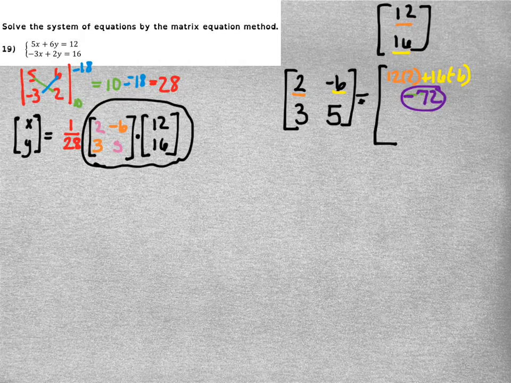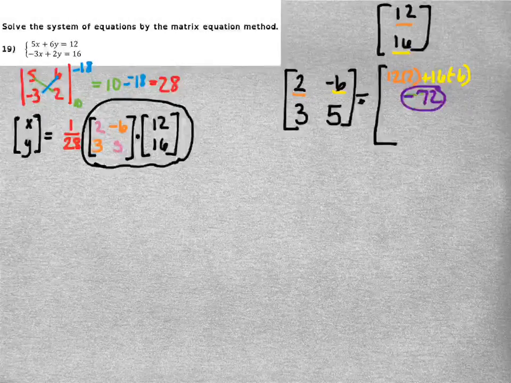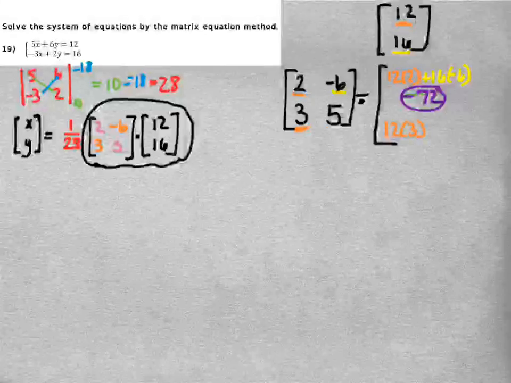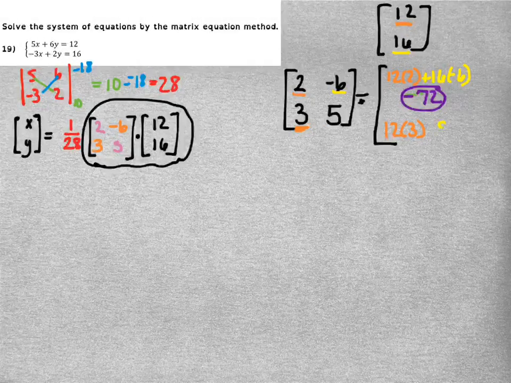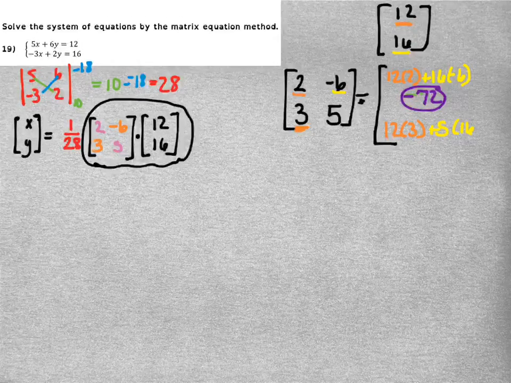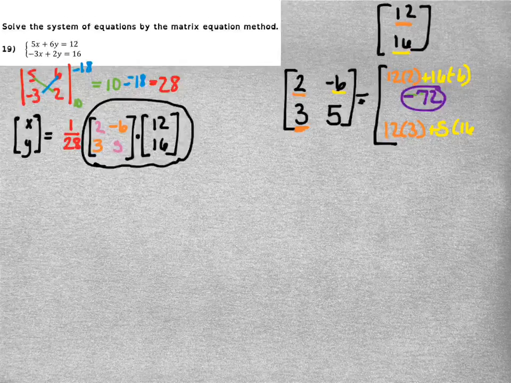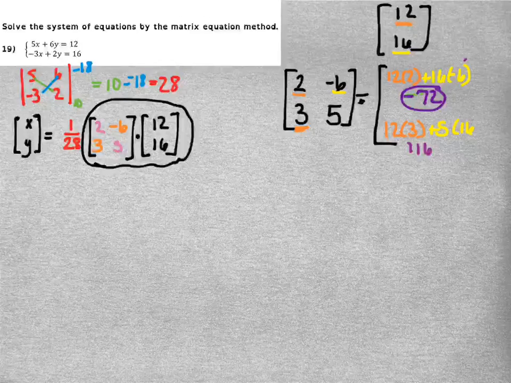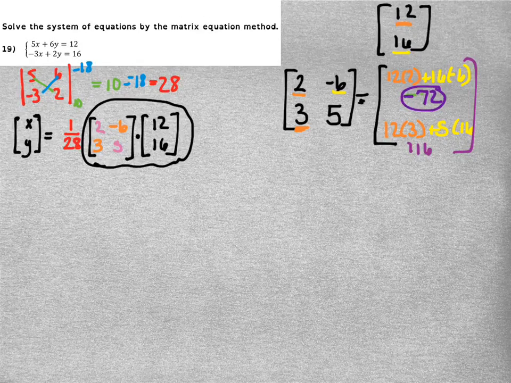And then we're going to do the same thing, but with the next row. And so the 3 times the 12 plus the 5 times the 16. And that gives us a total of 116. And we're going to take those two numbers and then multiply that times that negative 1/28.